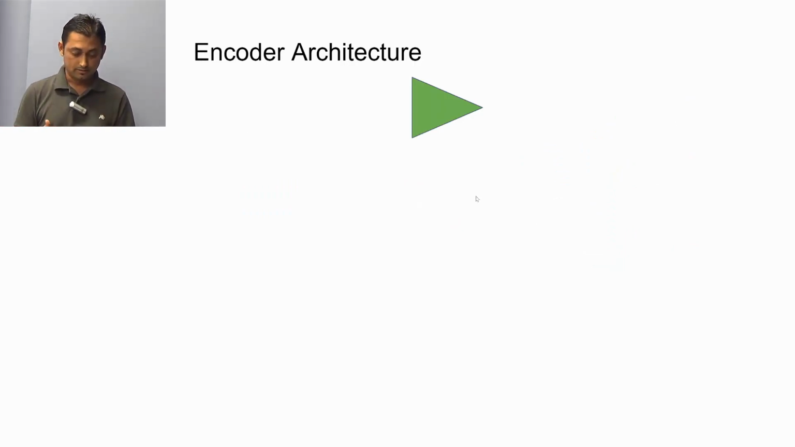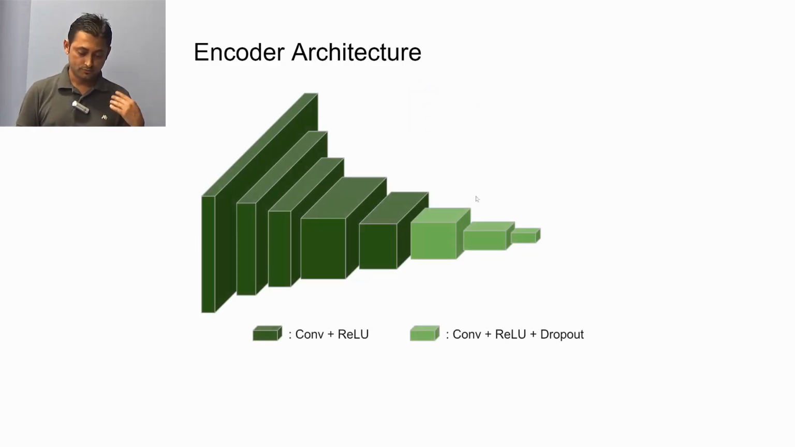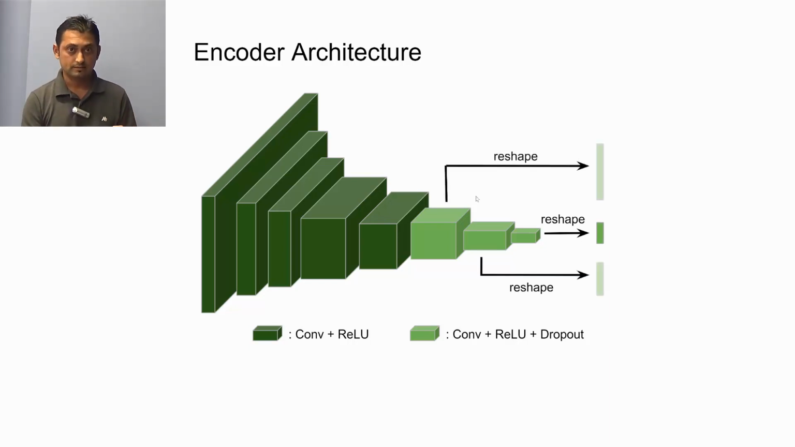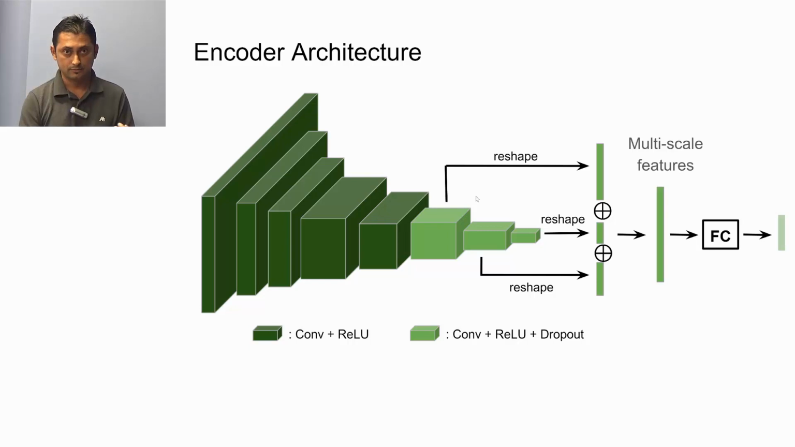Now we show the encoder architecture that is used in our joint feature learning network. The triangles represent the encoder architecture, which has the following layers. We have 5 conv plus ReLU layers and 3 conv plus ReLU layers followed by dropout. We get the features from the final layer as well as the features from the previous 2 layers, and then we combine them together to find the multi-scale features for the given input, and we pass it through the fully connected layer for feature dimension reduction and find the final representation for the input image.